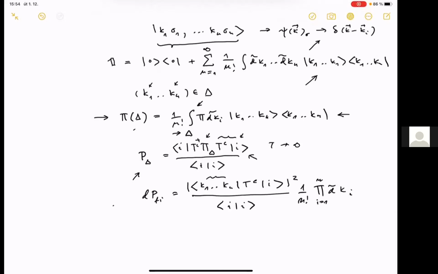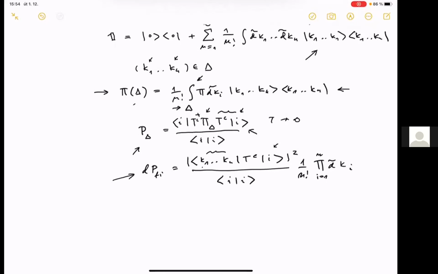So we have something which allows us to calculate the infinitesimal probability, which describes the scattering experiment in which the initial state I evolves into the final state, which is the multiparticle state of particles with momenta k1 up to kn. Of course, such a matrix element, which we need for calculation of the probability, is nothing else but the matrix element of the connected part of the T matrix.